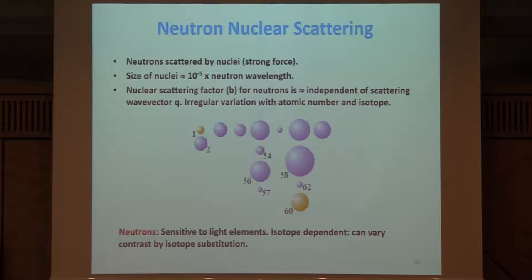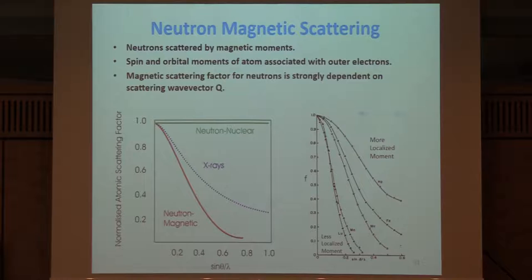You can also do tricks with neutrons: if you can make samples with some isotopic substitution, you can really pin down which site is which for the lighter elements. So they scatter off the nuclei, and they scatter off the magnetic moments. But when they scatter off the magnetic moments, it's the outer electrons which have the unpaired spins or the orbital motions associated. So now this is worse than X-rays in terms of the scattering factor.